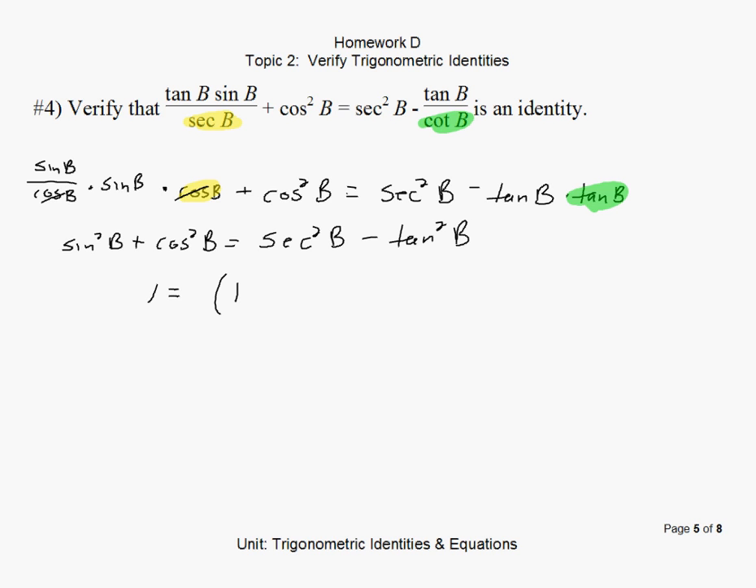Tangent times tangent is tangent squared. Then I know I have a Pythagorean identity. Secant squared of b equals 1 plus tangent squared of b. Tangent squared minus tangent squared cancel, so you get 1 is 1.